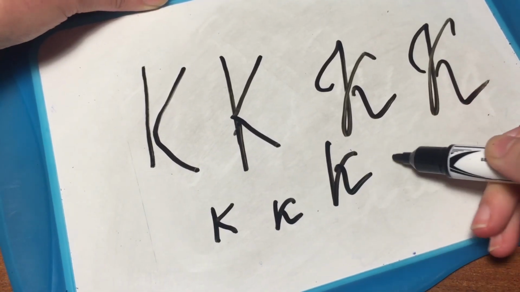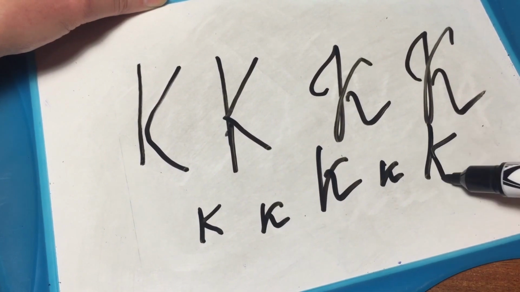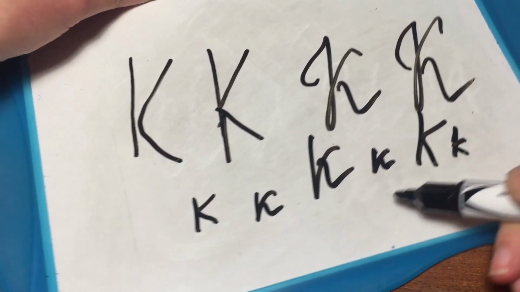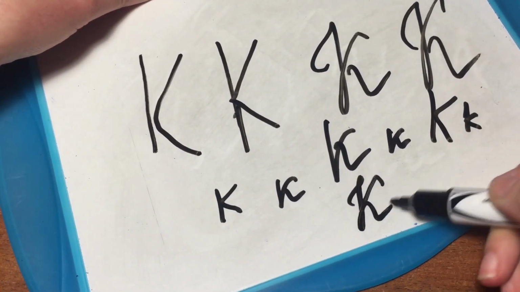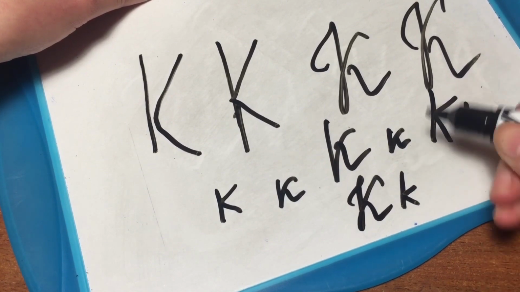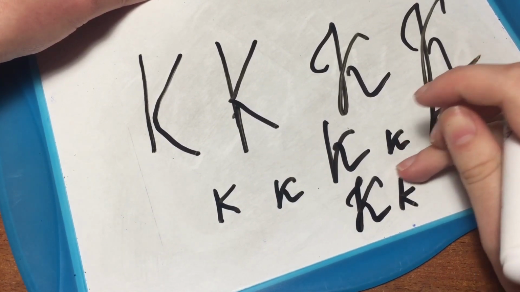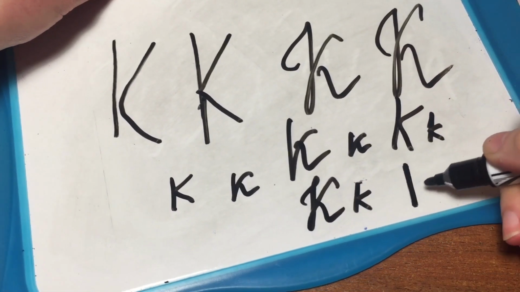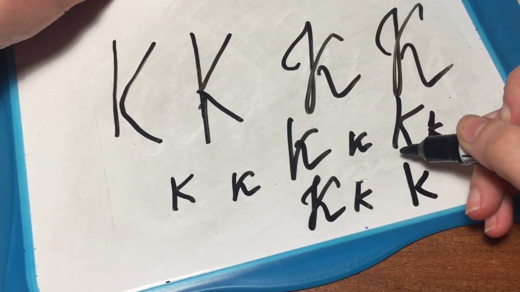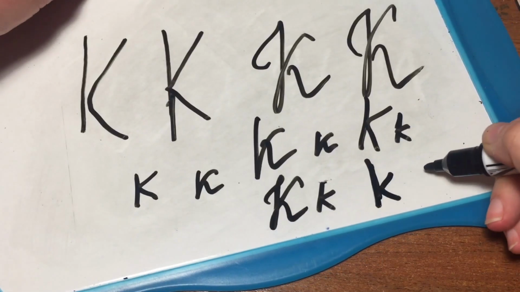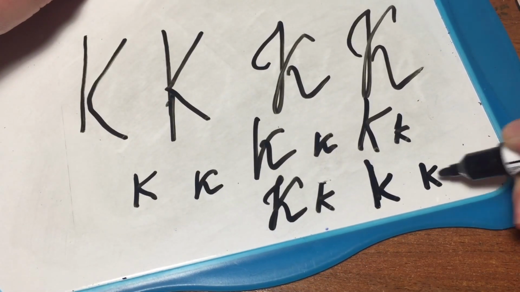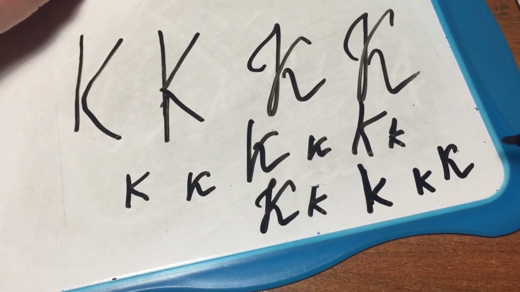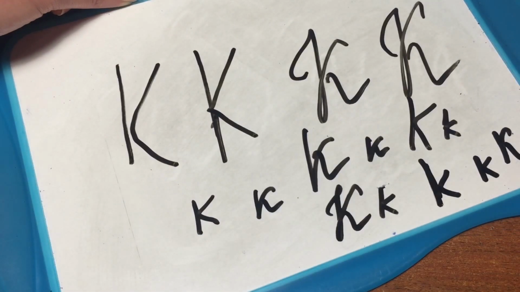So it's either something like this, or like this. It doesn't actually have this long part. You know, in English K, this part is long, right? In Russian, it's not really. It's the same height. So yeah, K.